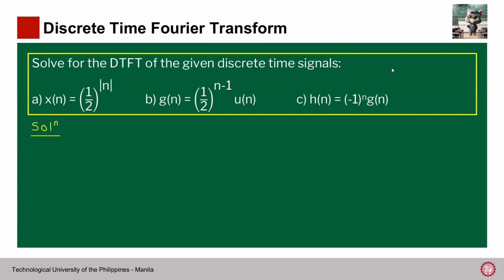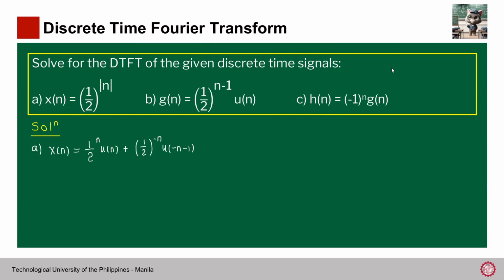Let's do it for part A. I will demonstrate what I have just said. For part A, we're asked to solve for the DTFT of the given x of n, which is 1/2 raised to mod of n. When we say 1/2 raised to mod of n, this is a two-sided signal, because mod of n can be positive. When positive, this is u of n. And when negative, we add 1/2 raised to negative n, but since this one is left-sided, it would be u of negative n minus 1. So this expression is equivalent to 1/2 raised to mod of n.